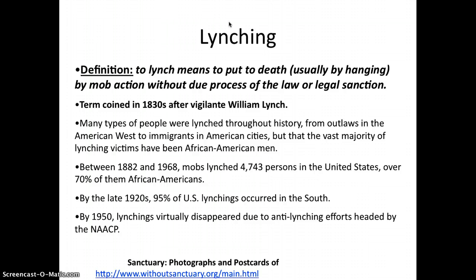By the late 1920s, 95% of U.S. lynchings occurred in the South. By 1950, lynchings virtually disappeared due to the anti-lynching efforts headed by the NAACP. It wasn't until people finally started taking note of the horrible actions that were taking place that lynching and different acts of segregation became widely known and widely respected.